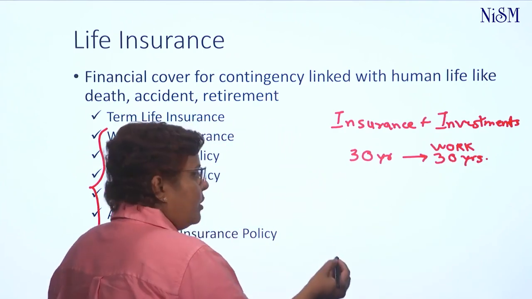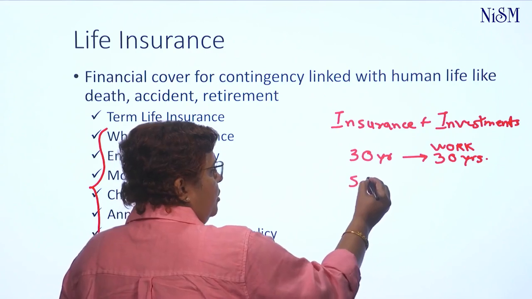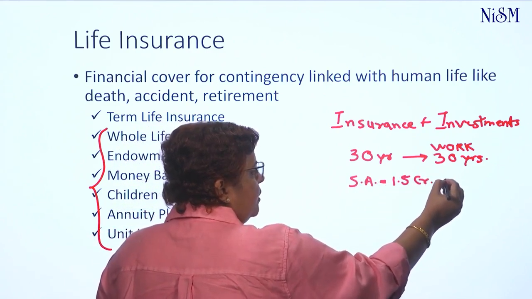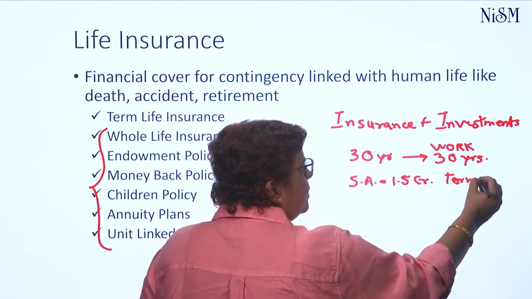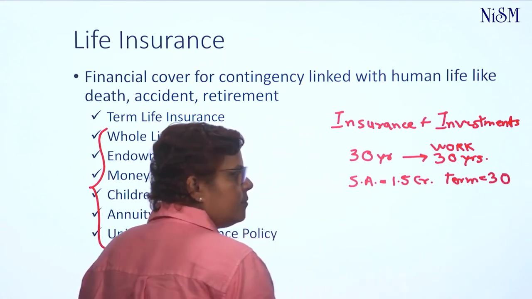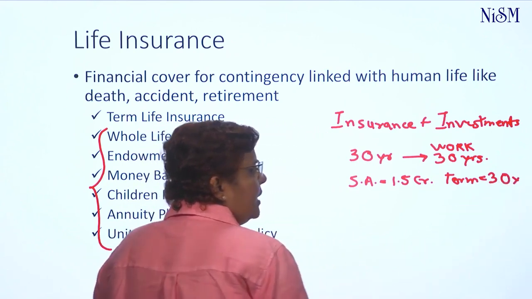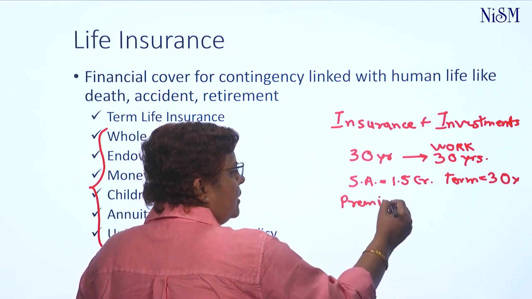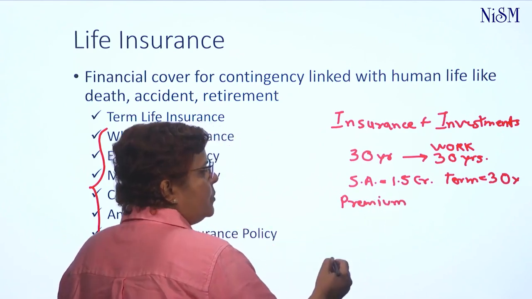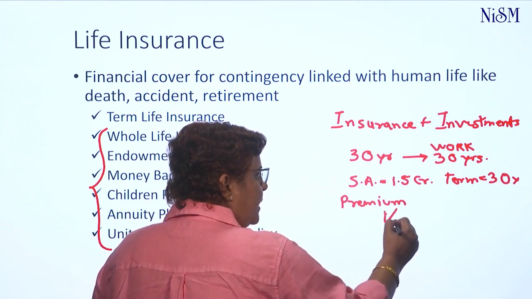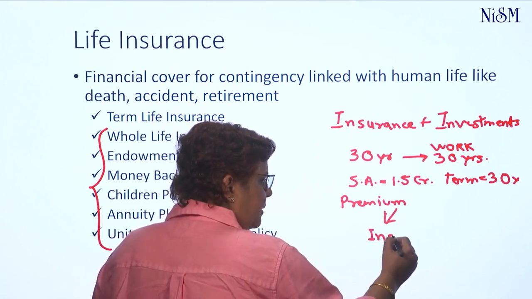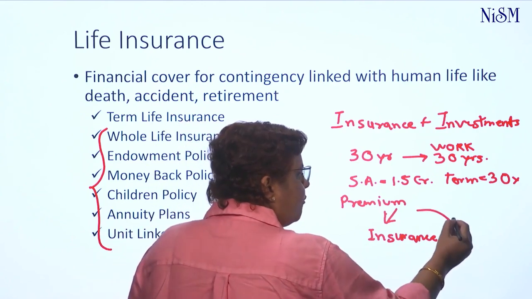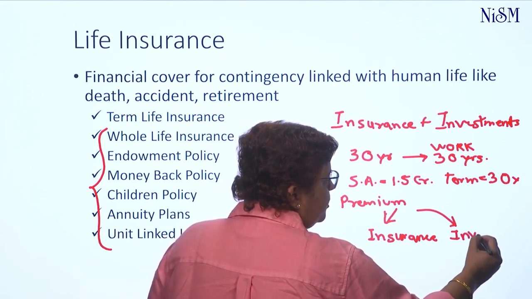What is he telling the insurance company? Please give me a sum assured of 1.5 crores for the term of 30 years. Okay, fine. But his condition is, whatever premium I am paying to you, out of this premium, some amount you please keep to insure me, so that if something happens to me, my family should get that sum assured. But some part of it, you also have the investments done.